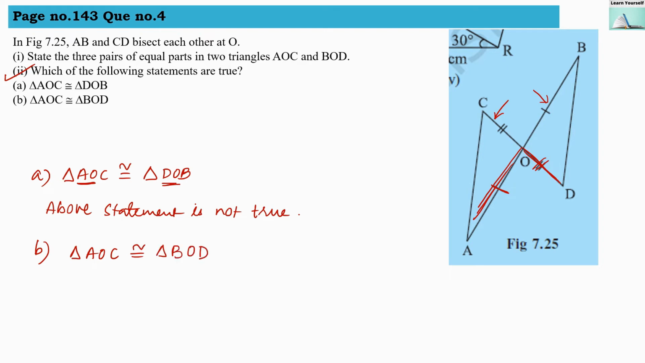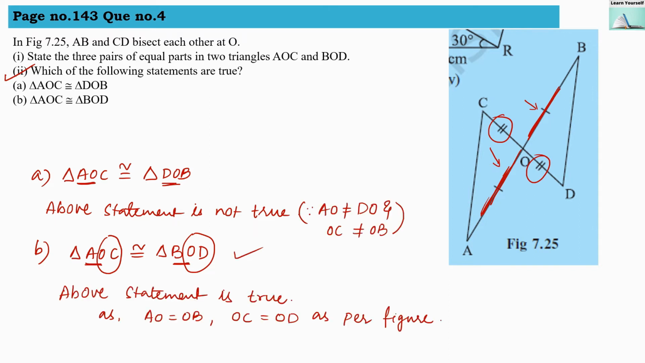Let us check the side AO is congruent to BO. So AO is here and BO is here. So yes, they both are in complete congruence with each other. Now let us check the next side, that is OC and OD. So OC is this and OD is this. Yes, they both are equal to each other. So this statement is true.